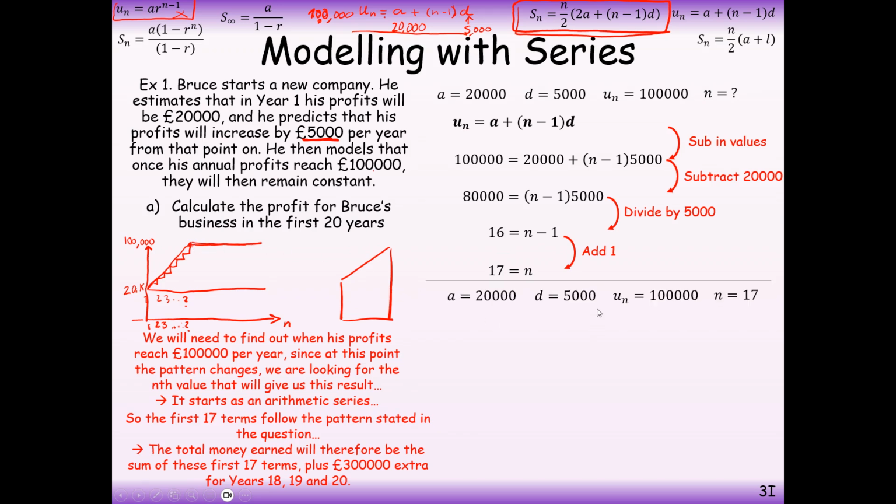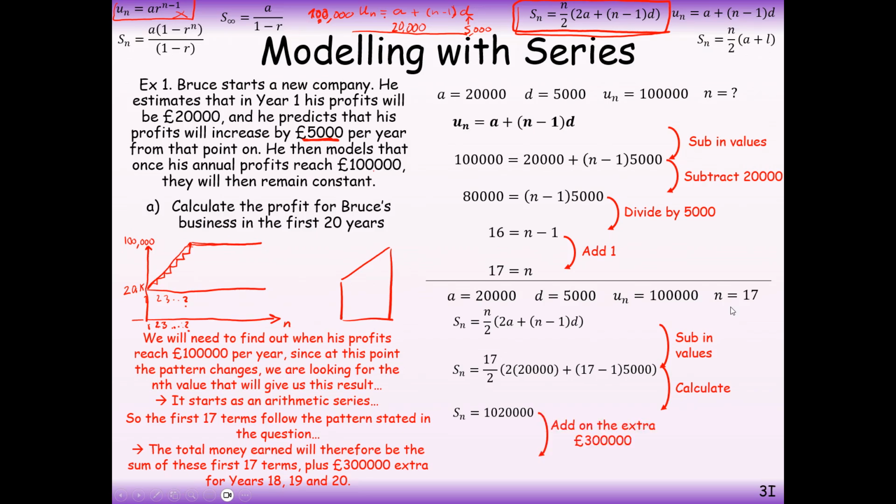All right, so let's use the formula at the top of the page and figure out the arithmetic sum. We substitute 20,000 for a, d will be £5,000, and so on. We end up with £1,020,000 for the first 17 years. Then we add £300,000 for the last 3 years, and this will be the total profit. That's the cumulative profit over 20 years.